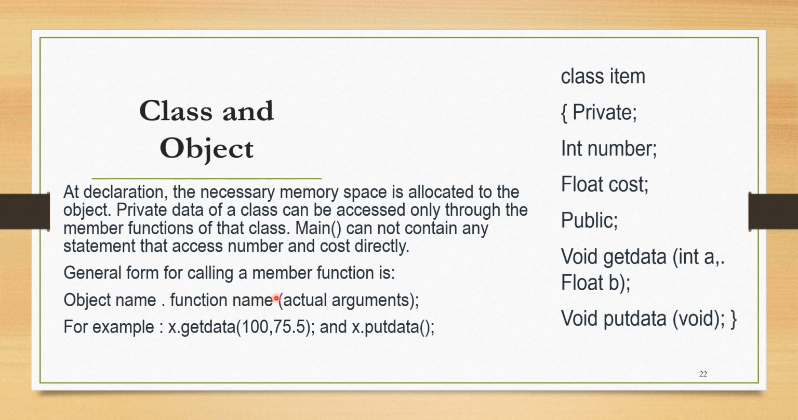The general form of calling a member function is, how to call these member functions. How they're called: object name dot function name, then actual argument. Object name is the class item, then function name, then actual argument. For example, X is the object. Here, in our earlier slide we have seen get data. This is the function we called, and the variable given. Similarly, X dot put data.